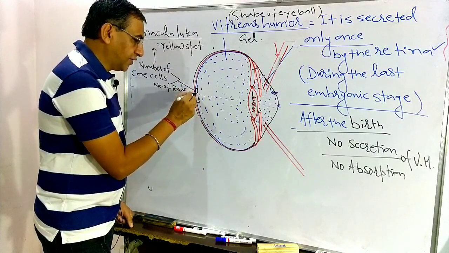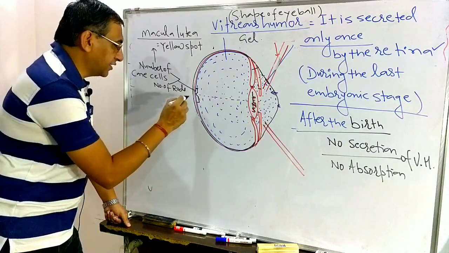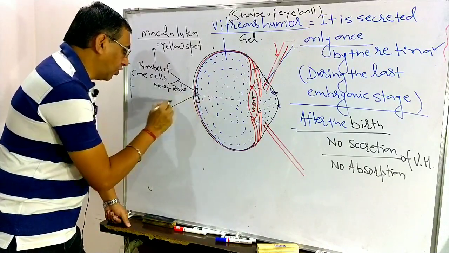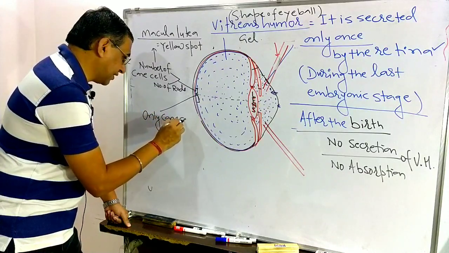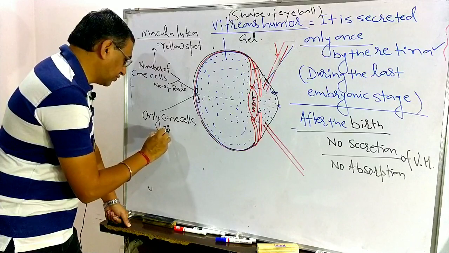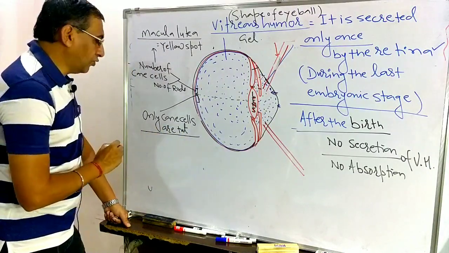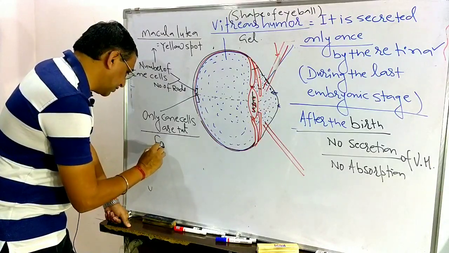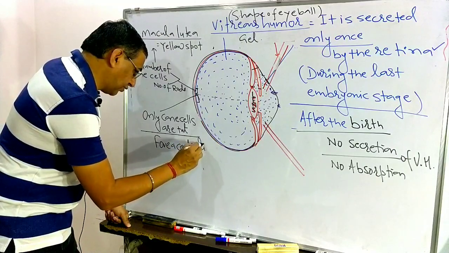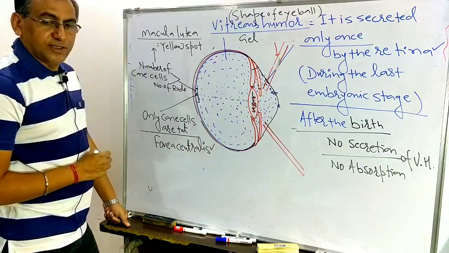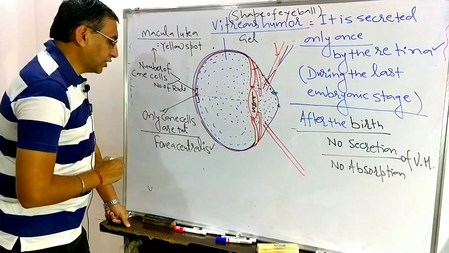In the center of the yellow spot, there is a depression where only cone cells are present. This area is known as the fovea centralis, and it is having only the cones.